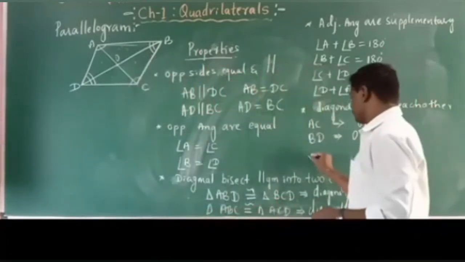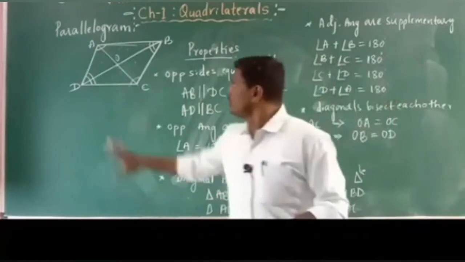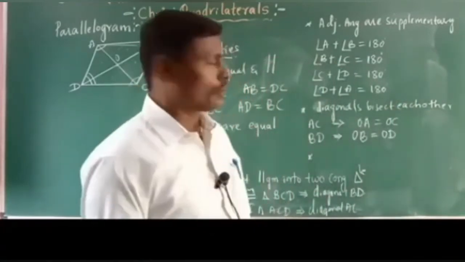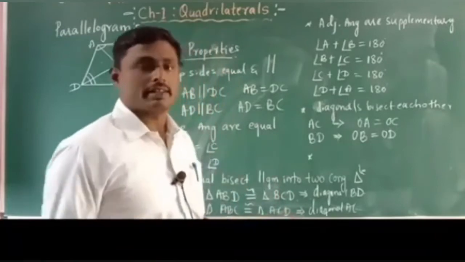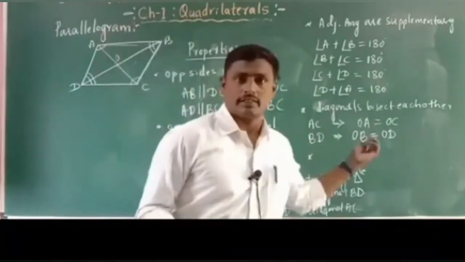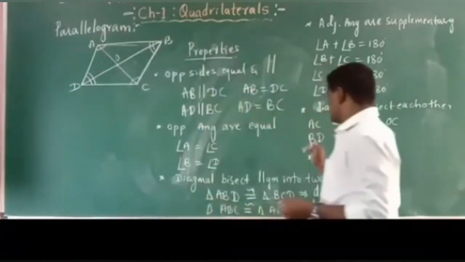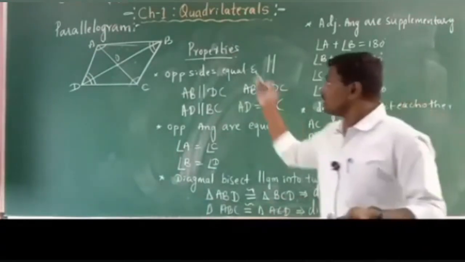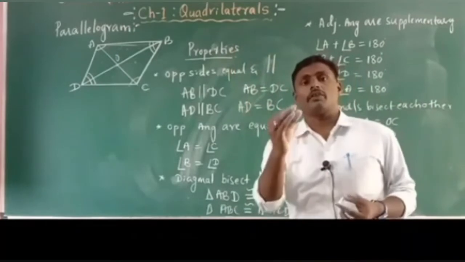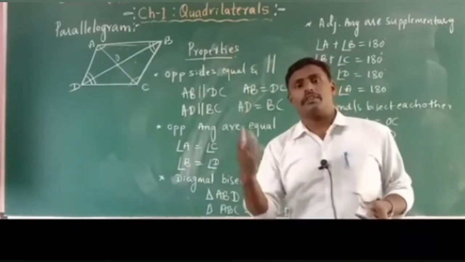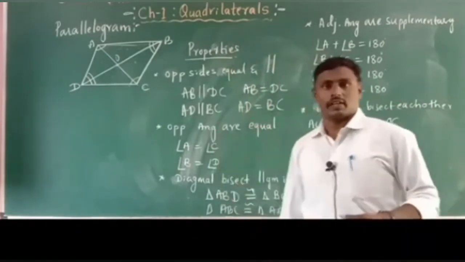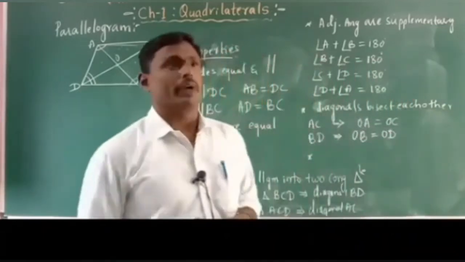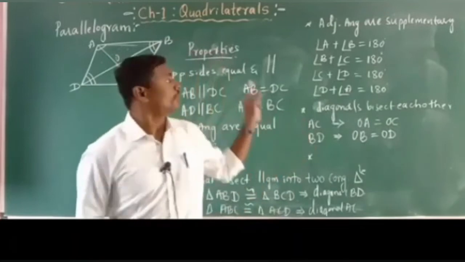Next, we already discussed that each and every quadrilateral has 4 angles, 4 sides and 4 vertices. So that is considered as the next property. This is similar for every quadrilateral, because every quadrilateral has 4 sides, 4 angles and 4 vertices. So these are some basic properties.